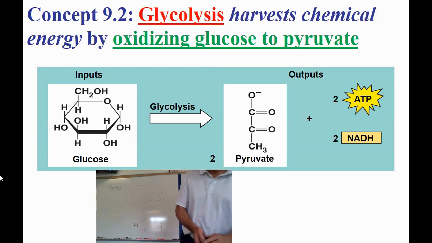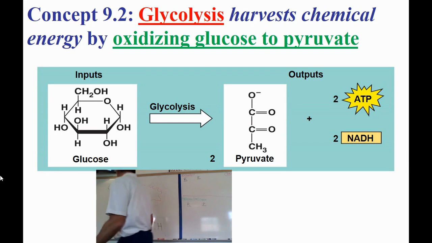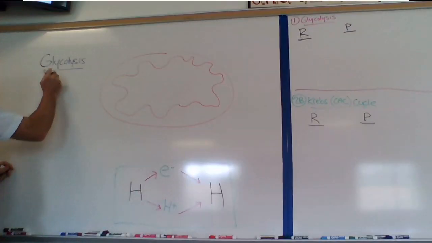Well, let's pause for a second and write some things on the board. So here's what you need to know about glycolysis: the where, the when, the why, and the reactants and the products. We'll start there. So where does it happen? It happens in the cytoplasm.